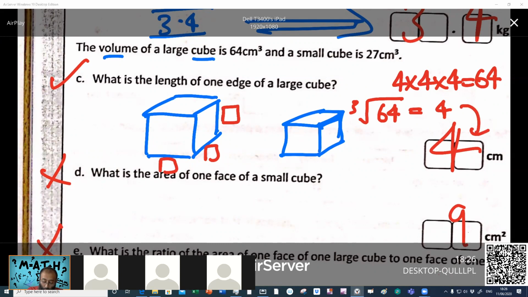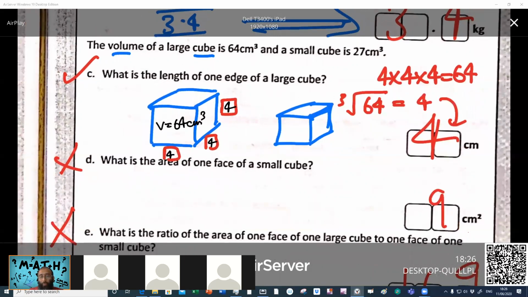So you need to cube root the number 64, which is the same as saying which number multiplied by itself 3 times will give you 64. So let me write that in there. You've got a 4 in there, a 4 in there, and a 4 in there, which gives you a volume of 64 centimeters cubed. Done. Next. Read the next question.